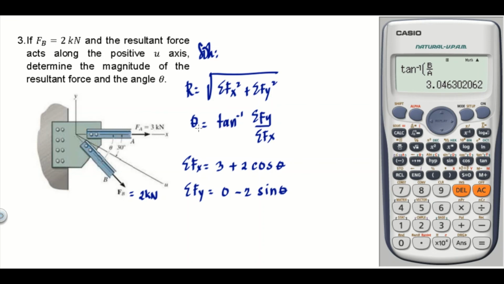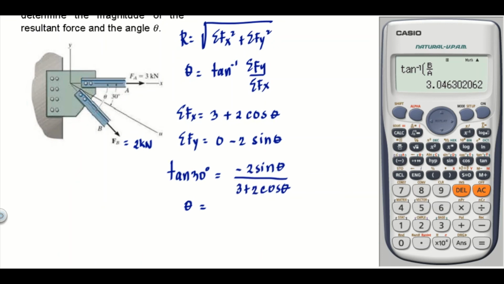So, dito tayo sa angle theta. Kasi ito ay, meron tayo nito, no? So, tangent 30 degrees, okay, equal to summation of forces along Y, which is minus 2 sine theta, over summation of forces along X, which is 3 plus 2 cosine theta. O, theta lang ang unknown dyan. So, pwede natin itong isolve. Okay? Isa lang unknown.